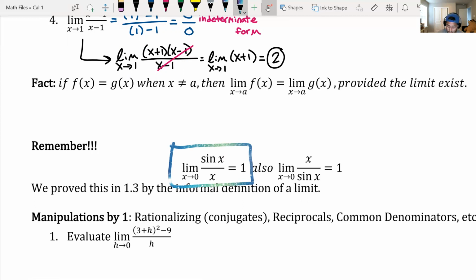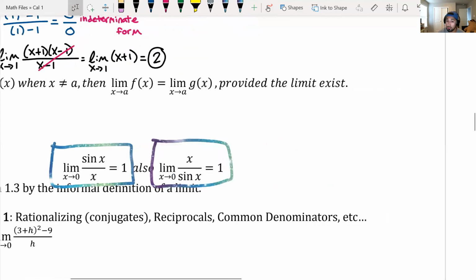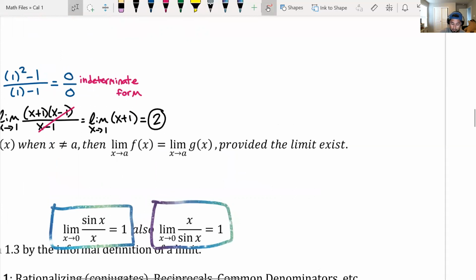So, to go along with that, what's also important is that if you flip it, the limit of x over sine of x as x approaches 0 is also 1. Okay, pretty cool, huh? I'll give you one more to remember. It's cool how it works out.